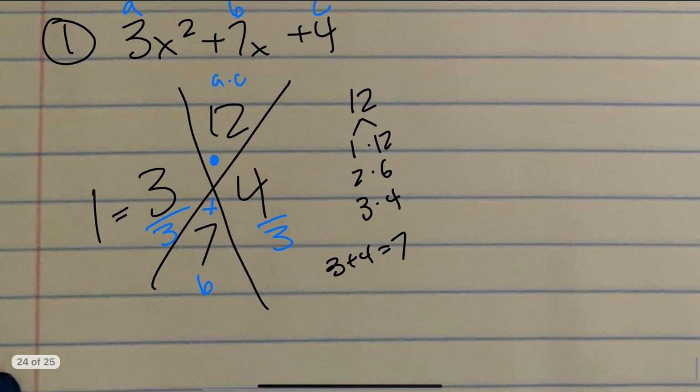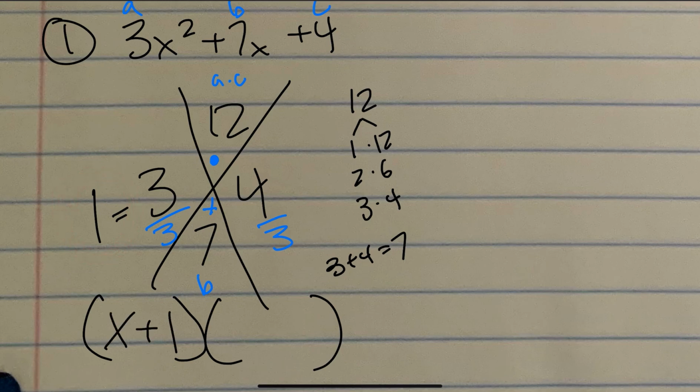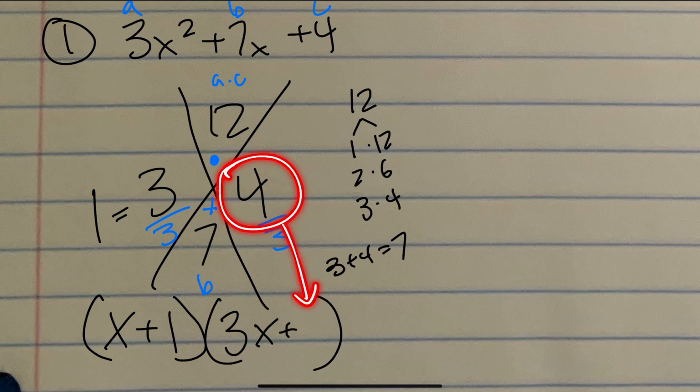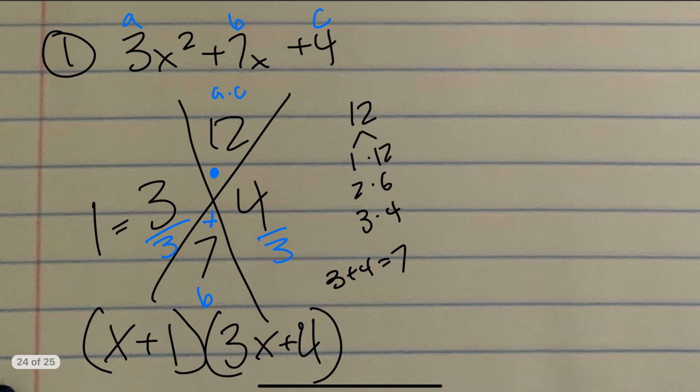All right, so for my 2 sets of parentheses, I got a 1 over here, so that means I have x plus 1. And then I have a 4 over 3 over here. So I'm going to take that bottom number, I'm going to write it first. 3x plus my top number, which is 4. All right, that's what we got for that one.